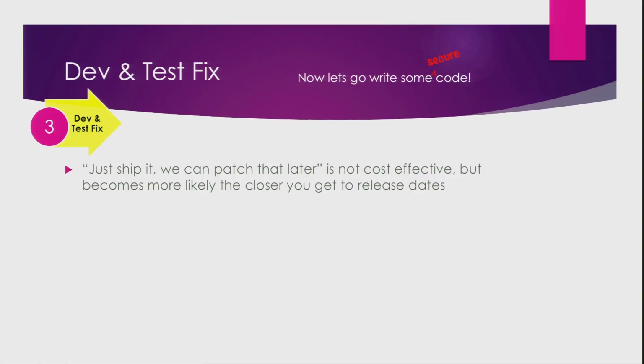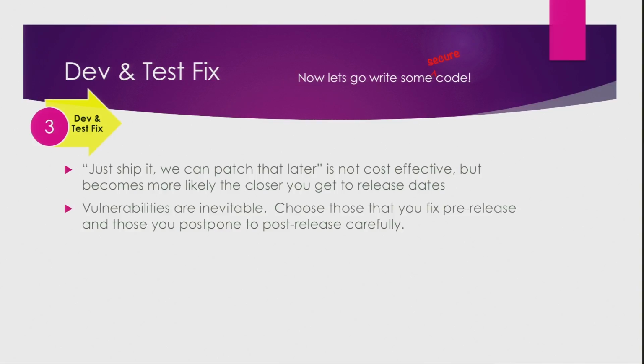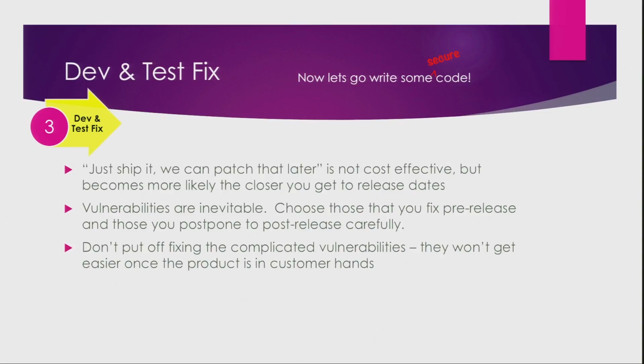Now it's time to actually write some secure code, because you're in the development and testing phases. We can patch that later. Not really cost effective. The vulnerabilities are inevitable, so don't put off fixing the complicated ones. And the other thing to keep in mind is, who's responsible for monitoring those third-party libraries for vulnerabilities? Is it you as the developer? Is it your security team? Do you know who's responsible for that?